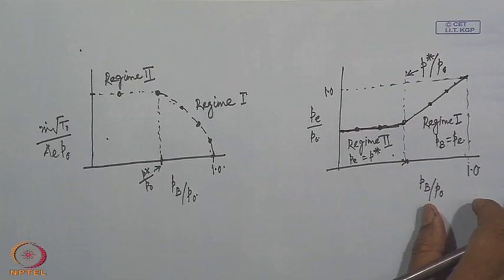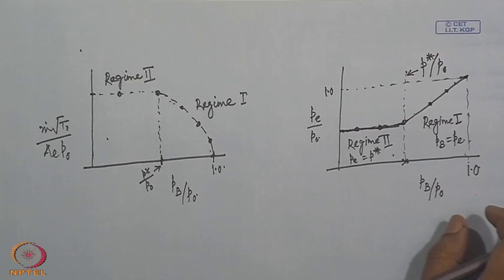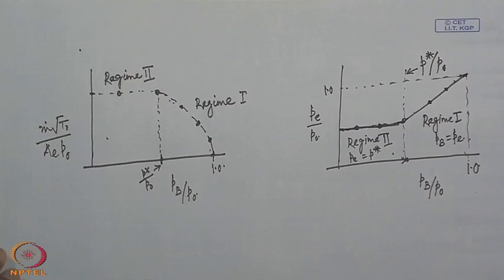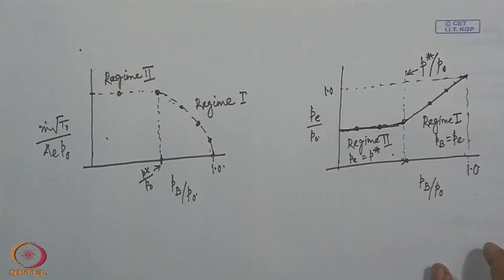Now, given a duct and the initial conditions and the specified value of back pressure, we can calculate all the flow quantities using those isentropic area pressure relation, area Mach number relation and other isentropic flow relation.